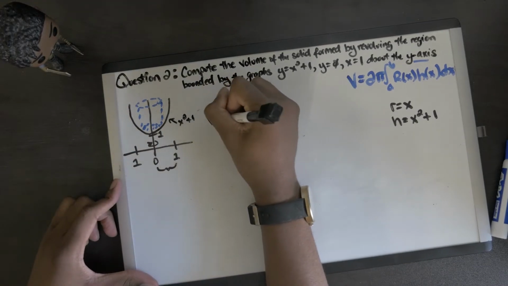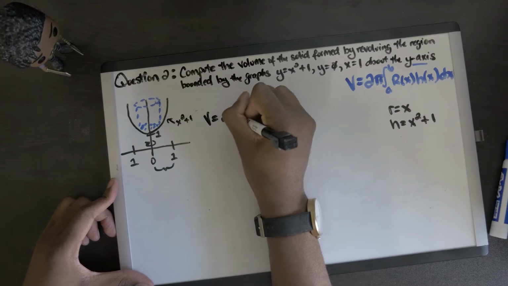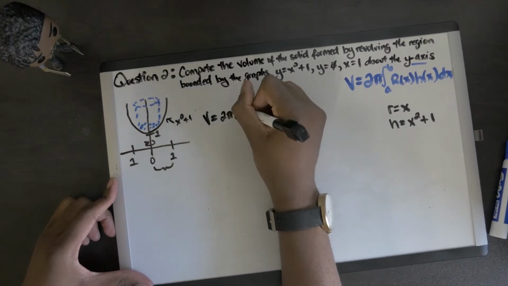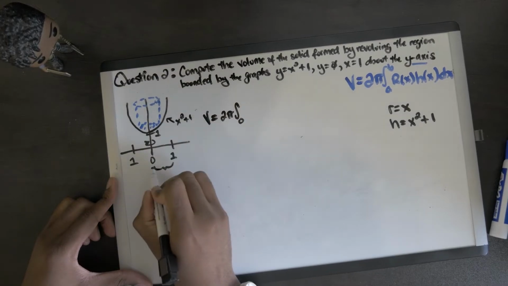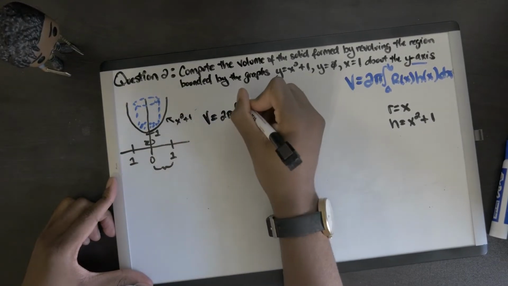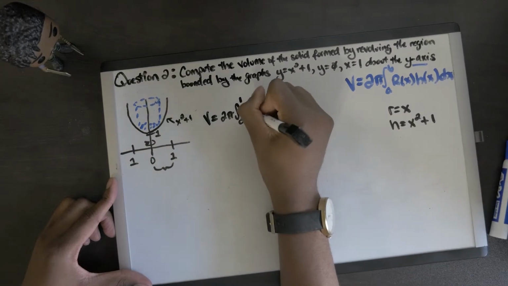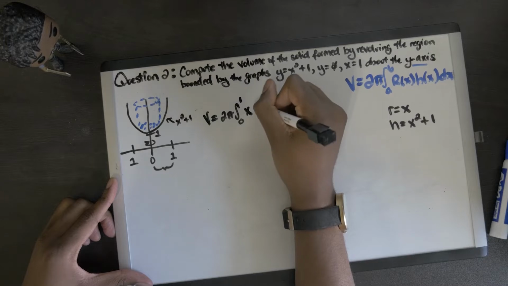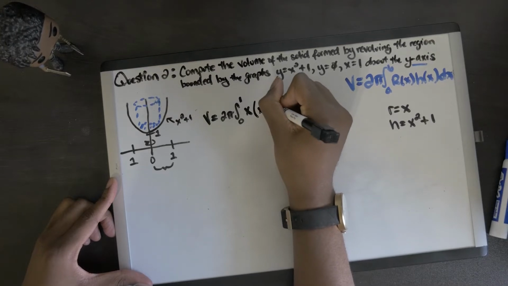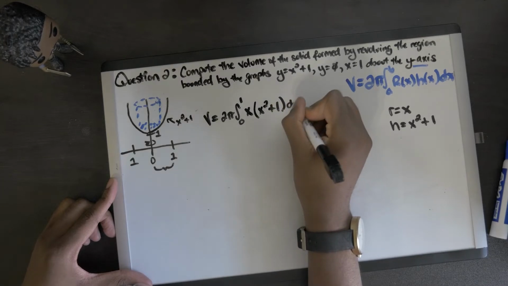All right, so now let's plug back in those values that we have. So we have the volume equaling 2 pi times the integral. We know A is going to be 0, since that's where we're starting from, and B is going to be 1. And then we have our R, which is x, times the height, which will be x squared plus 1, dx.